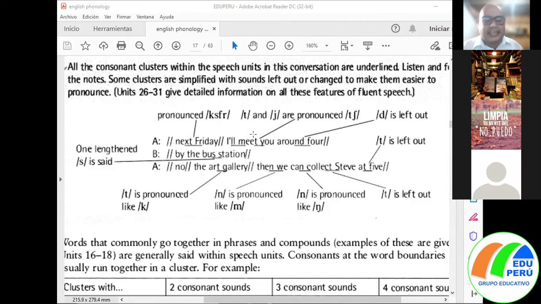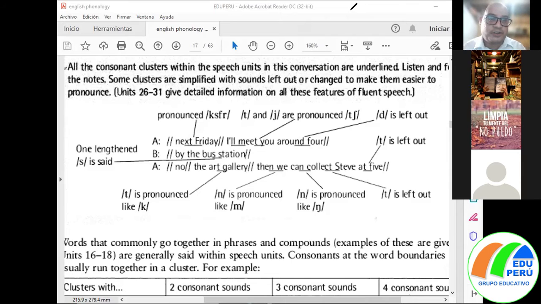Here, for example, person A says, first I'm going to do it slowly. Next Friday. This is when you pronounce slowly. But what happens when you connect these two words? Notice here that you're going to have a cluster across words. Next finishes in the consonants k, s, t, and the next word Friday starts with the consonants f, r.